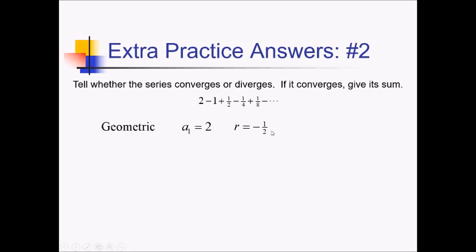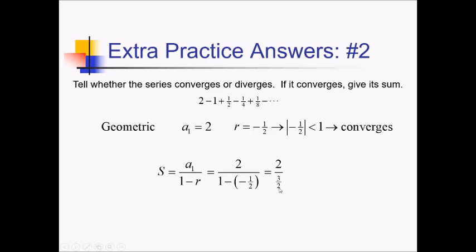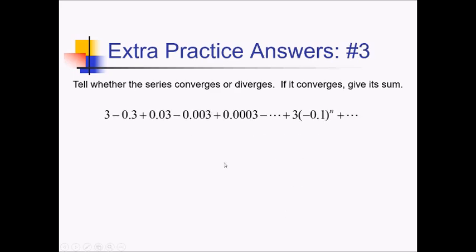Now the crucial thing here is that the absolute value of that, which is positive 1/2, is a number less than 1, which means that this series does in fact converge. So we can go ahead and figure out the sum. The formula for that, we're going to have s equals a1 over 1 minus r. So that's going to be 2 over 1 minus negative 1/2, so 1 plus 1/2. So that's going to be 2 over 3/2. And then if we multiply by the reciprocal, we're really doing 2 times 2 over 3, which is going to be 4/3.